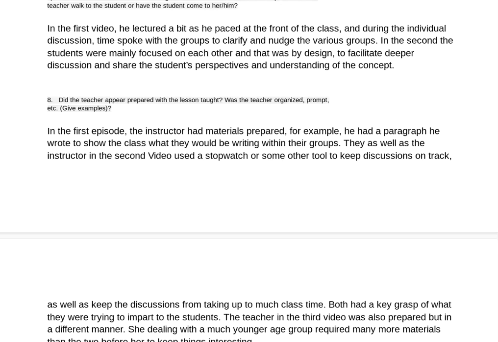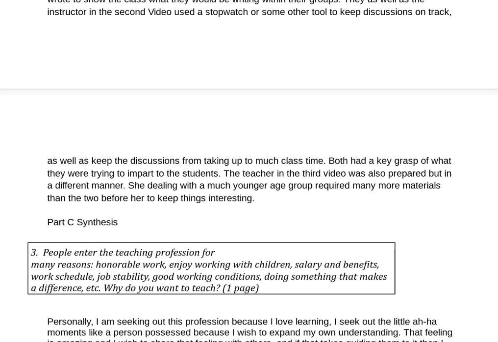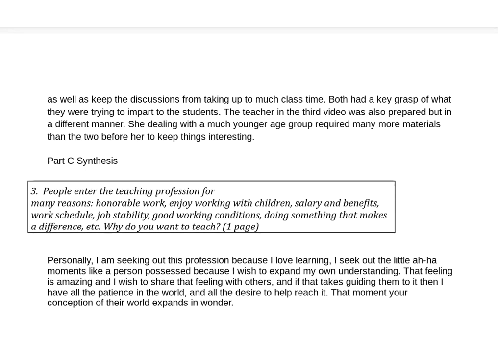Most of the professors were quite organized. In the first episode, for example, the instructor had materials prepared, such as the paragraph, as an example of what the exercise would do, as well. And in the second video, the instructor, I noticed, had a stopwatch hanging around, and they used it as a tool to time discussions to keep things on track. And they both had a very key part of what they were trying to explain or guide the students into understanding.